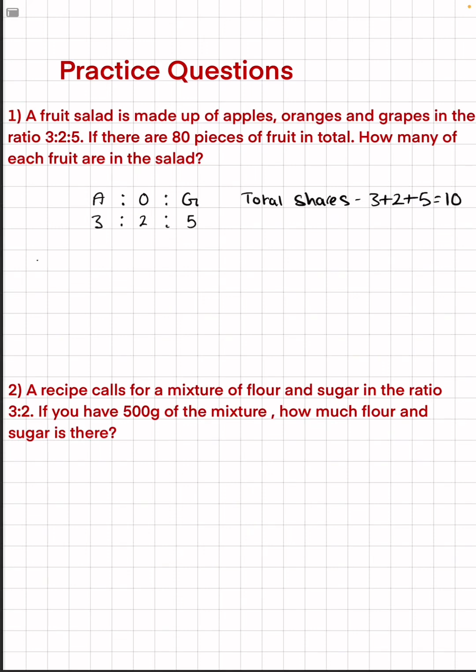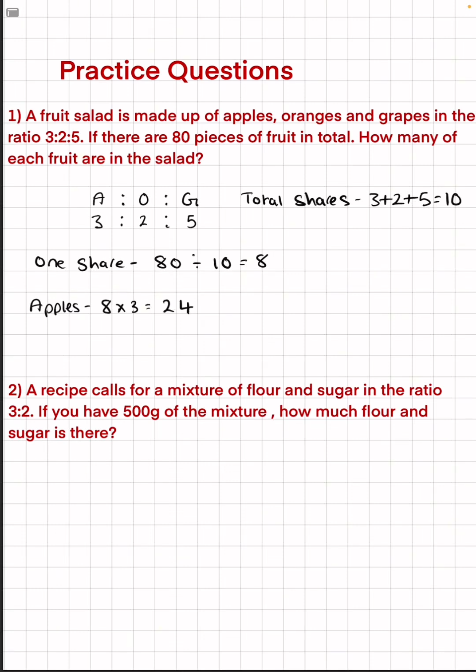Now we need to work out the value of one share. To work out the value of one share, we need to divide the total pieces of fruit by the number of shares. 80 divided by 10 equals 8. So the value of one share is 8. And now to work out how many apples there are, we need to multiply 8 and 3. 8 multiplied by 3 equals 24.